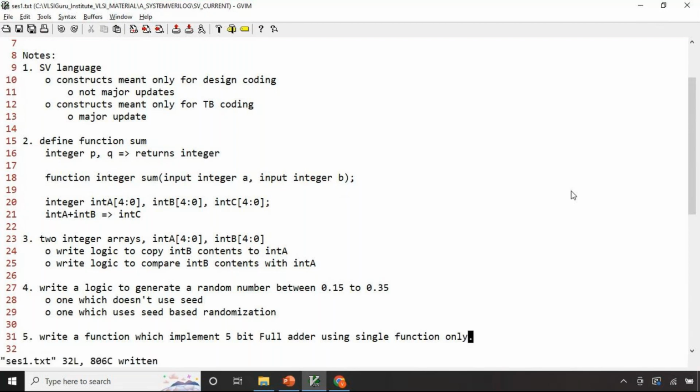The next question: write a function which implements 5-bit full adder functionality using a single function only. No need to use two functions. Can you please do that? Again, this is a very basic question. We might have repeated the same question 5 to 6 times during many sessions.